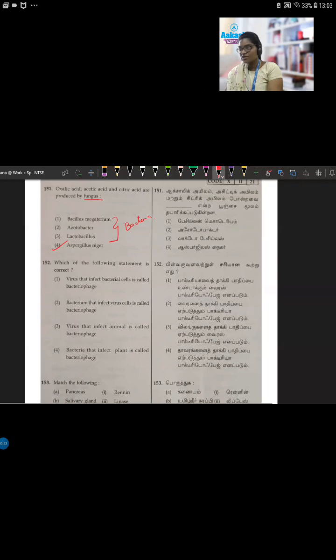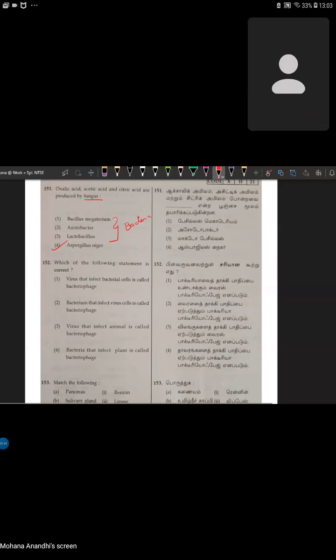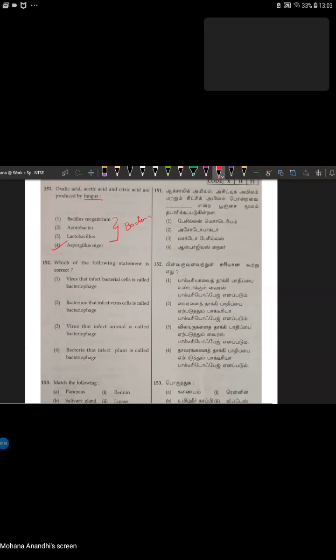And 152, which of the following statements is correct? A virus that infects a bacterial cell is called a bacteriophage. A bacterium that infects a virus is called a bacteriophage. It's only the first. A virus affects a bacterium because viruses are smaller than bacteria, so they have the ability to enter into the bacterial cells. So the first one is the correct option.